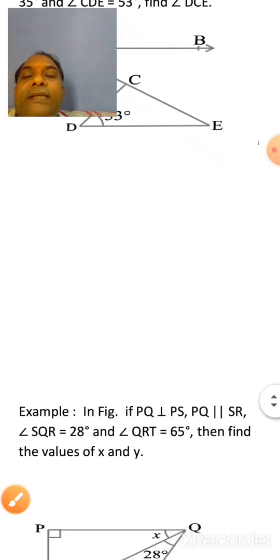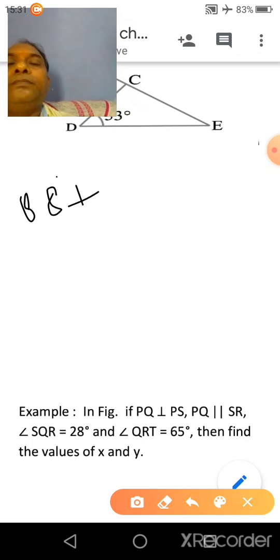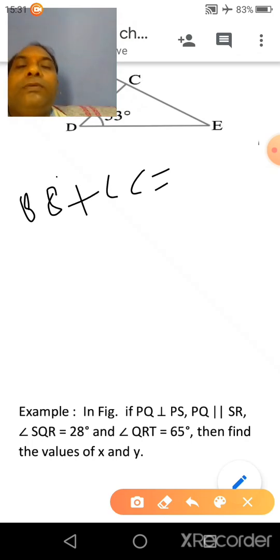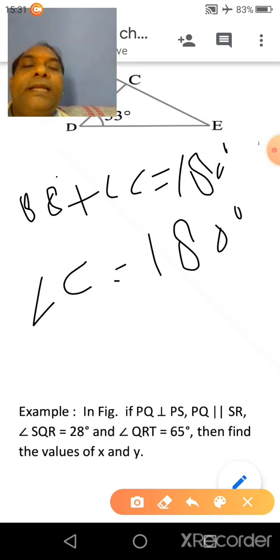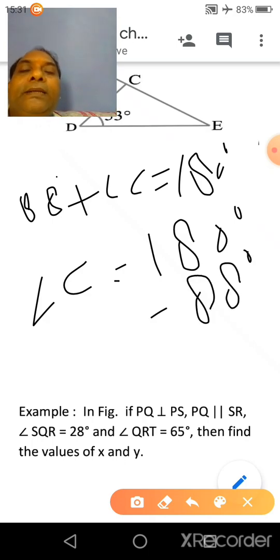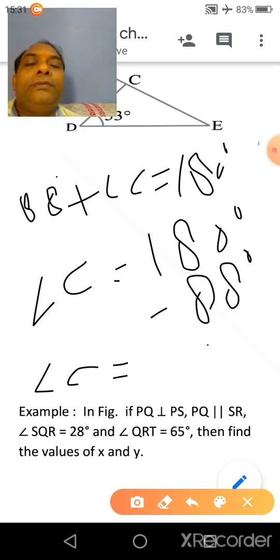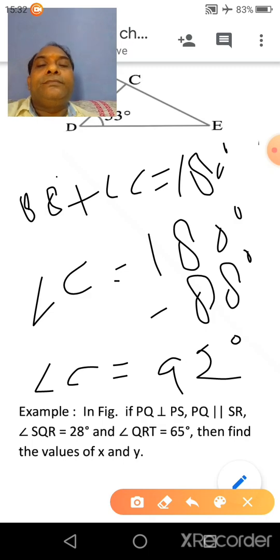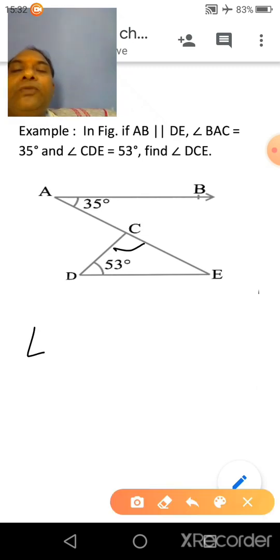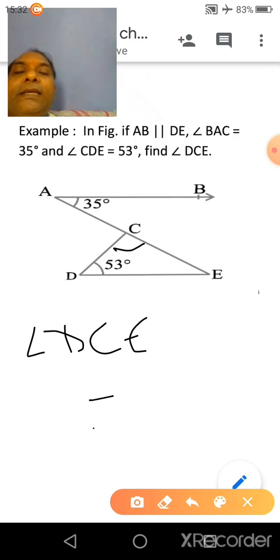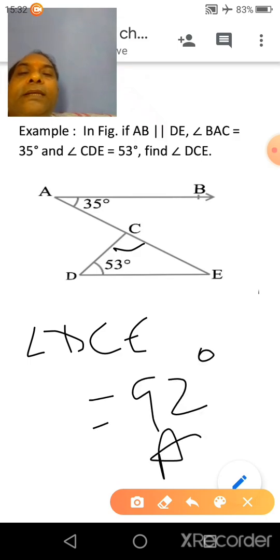88 plus angle C is equal to 180 degree. So angle C is equal to 180 degree minus 88 degree. So angle C is equal to 92 degree. Clear? Angle C is equal to 92 degree. So angle C means angle DCE. So we can say that angle DCE is equal to 92 degree is the answer. Clear?